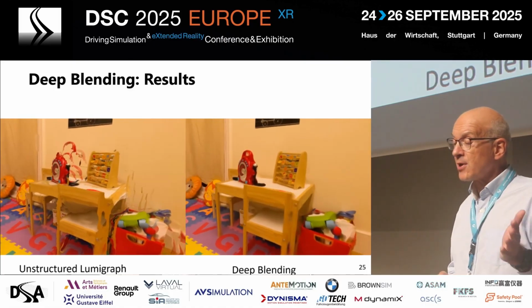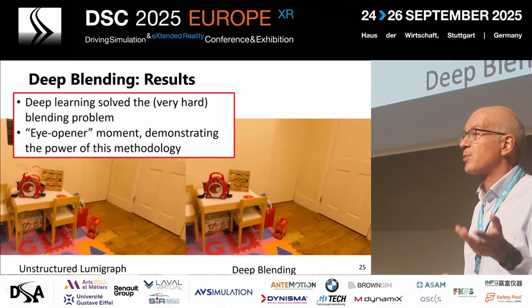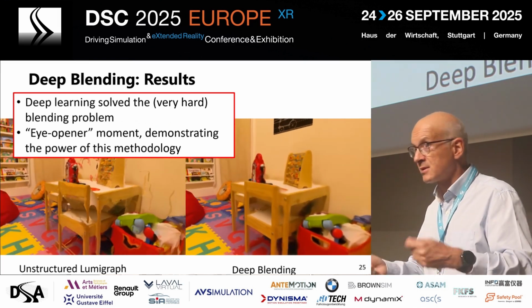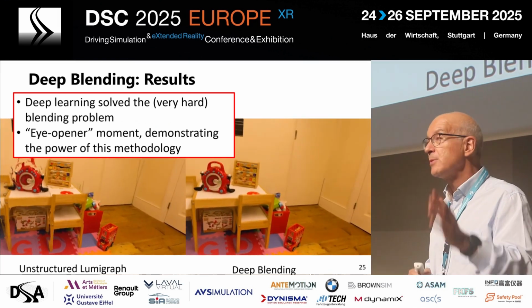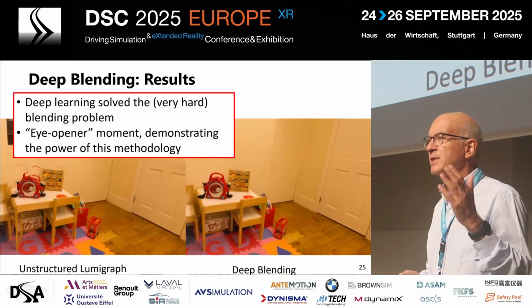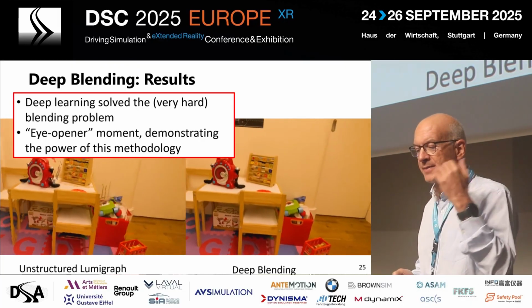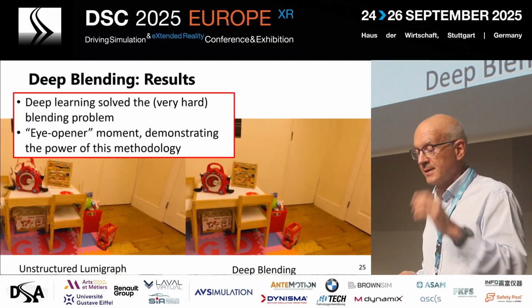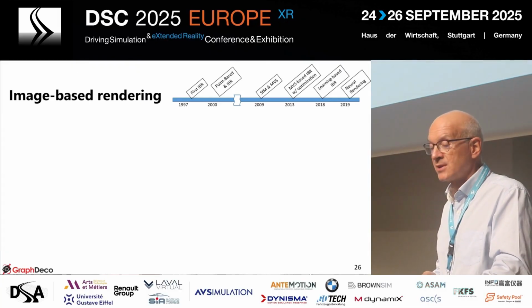So deep learning solved this very hard problem of blending, which before was a bunch of hacks. Basically, you had to tweak parameters. It never worked very well. And for me, it was an eye-opening moment, right? It basically demonstrated the power of this deep learning technology and the methodology around it, and it was important to keep that in mind. And I wasn't the only person to notice this.